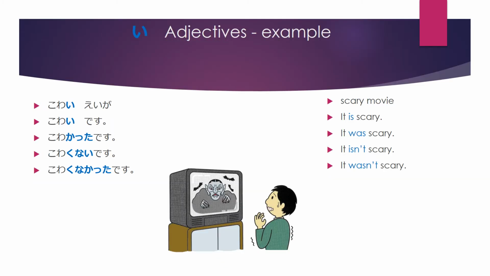Let's do another example of an adjective conjugation. Kowai eiga means scary movie. Kowai desu. It's scary. Kowakatta desu. Replacing that i with katta, it was scary. Kowakunai desu. Replacing i with kunai. So, kowakunai desu. It isn't scary. And kowakunakatta. It wasn't scary.